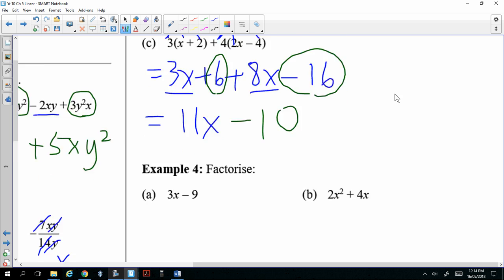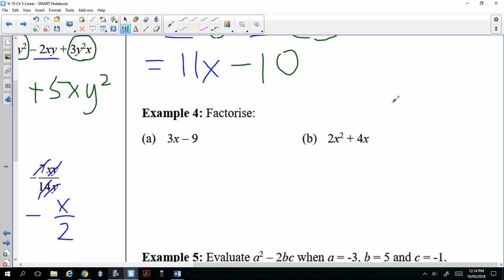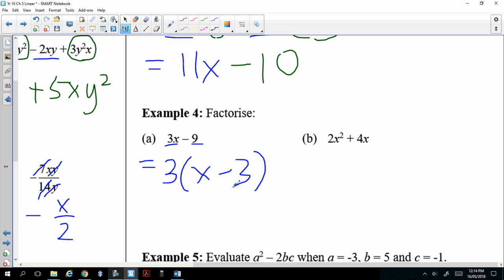Factorize. So factorize is the opposite of expansion. So this one, what you do is take out the common factor. What's the common factor between 3x and 9? It is 3. So you write 3 outside the bracket and write what's inside the bracket. So you go x minus 3. Yep. Because 3 times x is 3x. 3 times 3 is 9.